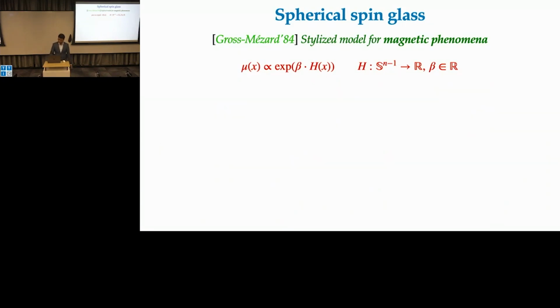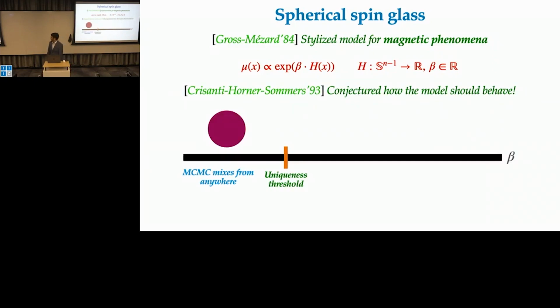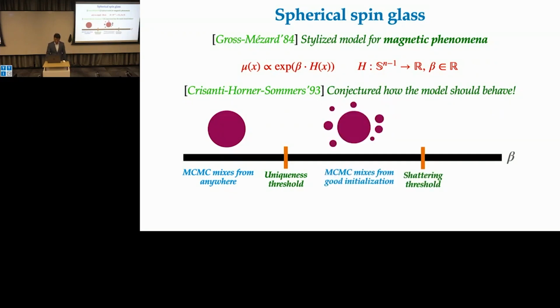Okay, so motivated by this, three physicists, Crisanti, Horner, and Sommers, conjectured how the model should behave. And they identified these different phases. One phase where the Markov chain should mix from anywhere, from a worst case initialization, but also a second phase where the Markov chain does not mix from a worst case initialization, such as if you initialize in one of those small red bubbles, but instead would still mix if you gave it a good initialization, like a random initialization.